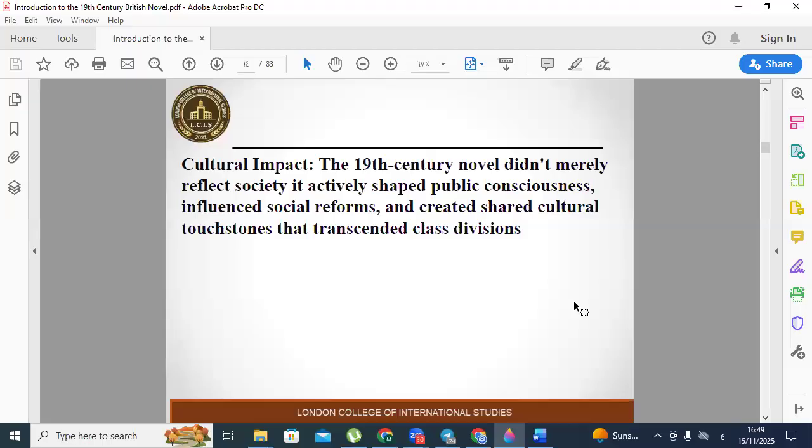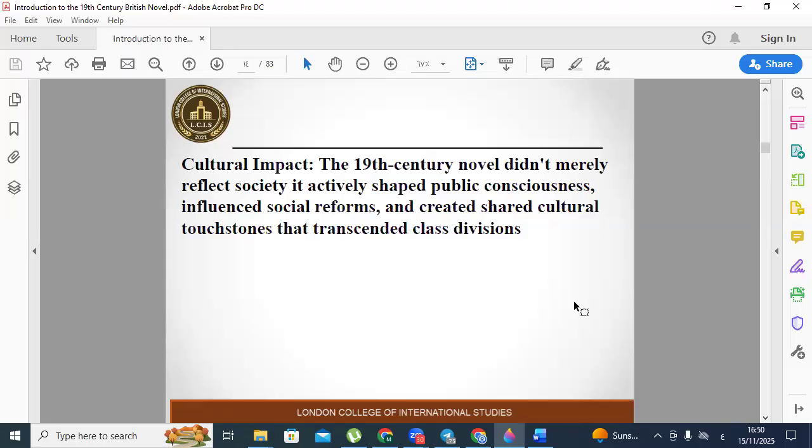Novels created shared cultural touchstones. Characters like Oliver Twist, Jane Eyre, and Mr. Micawber became culture's reference points. People across classes knew these characters and used them to discuss social issues. When someone mentioned Scrooge, everyone understood the reference and its implications about greed and redemption.